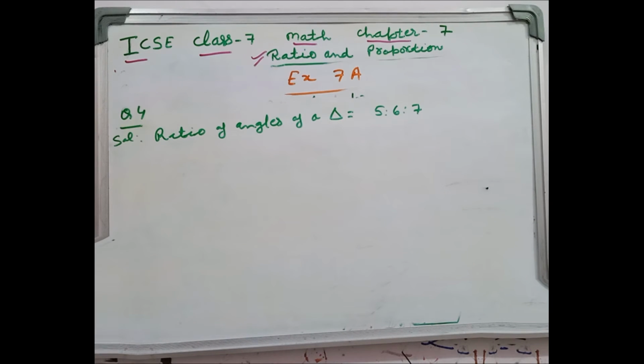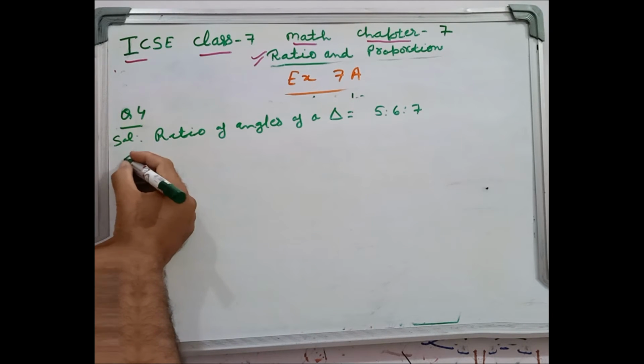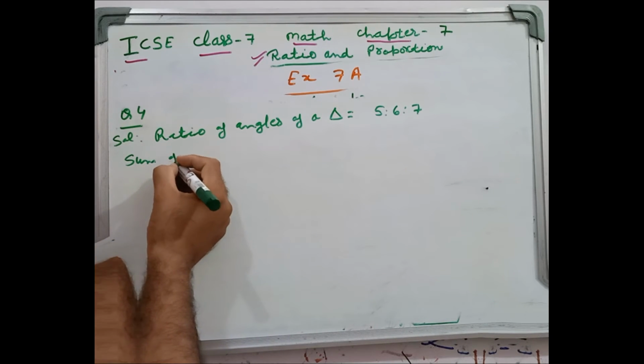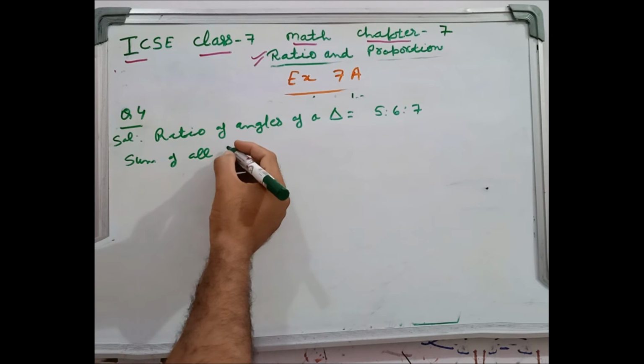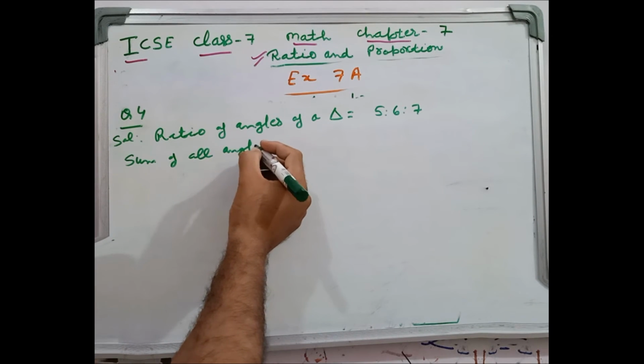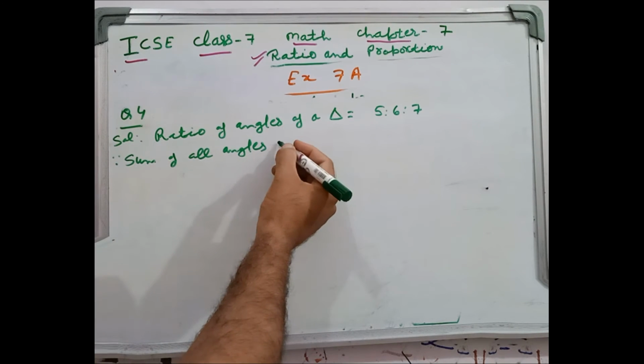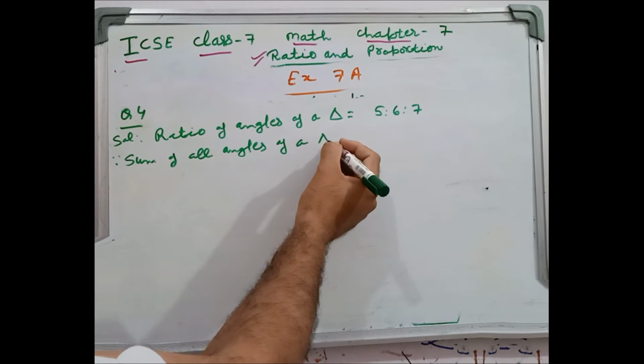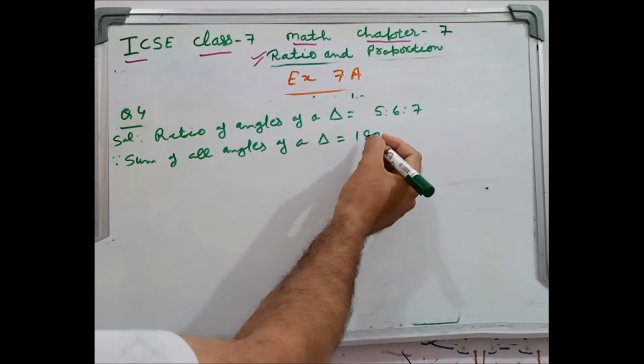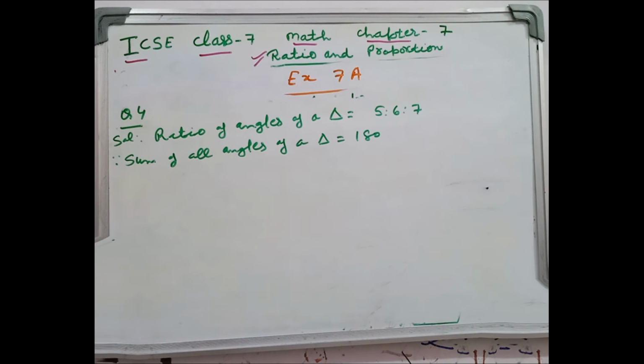So, as we know, what is the sum of angles of a triangle? 180. Sum of all angles, here we will put, because the sum of all angles of a triangle is equal to 180, right?